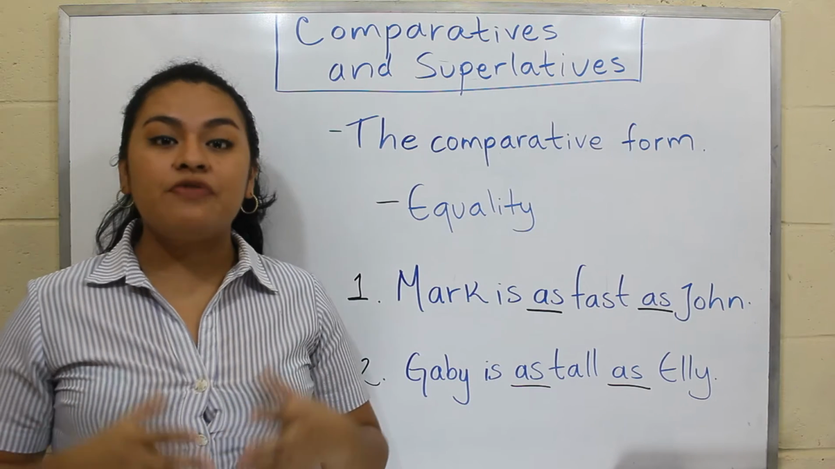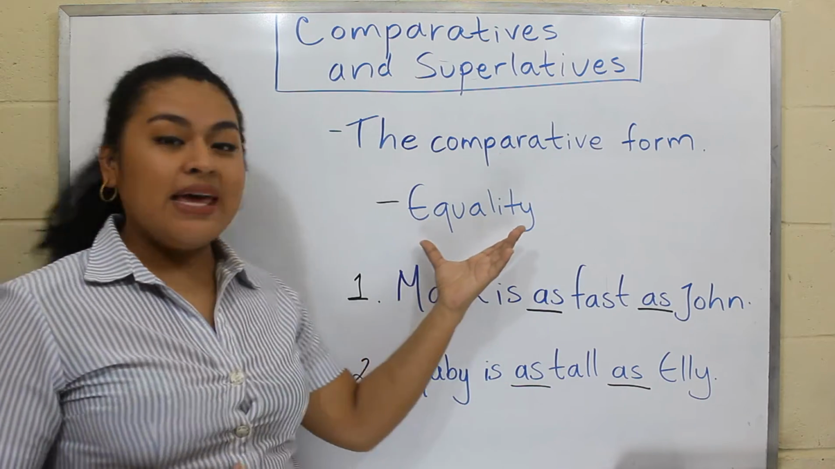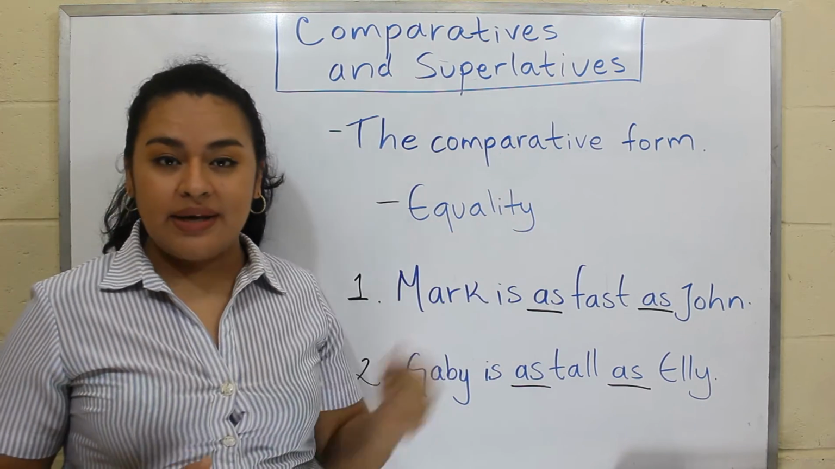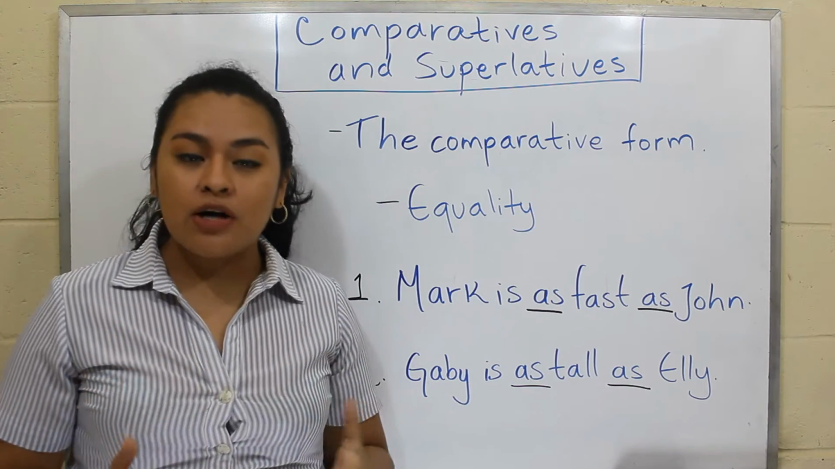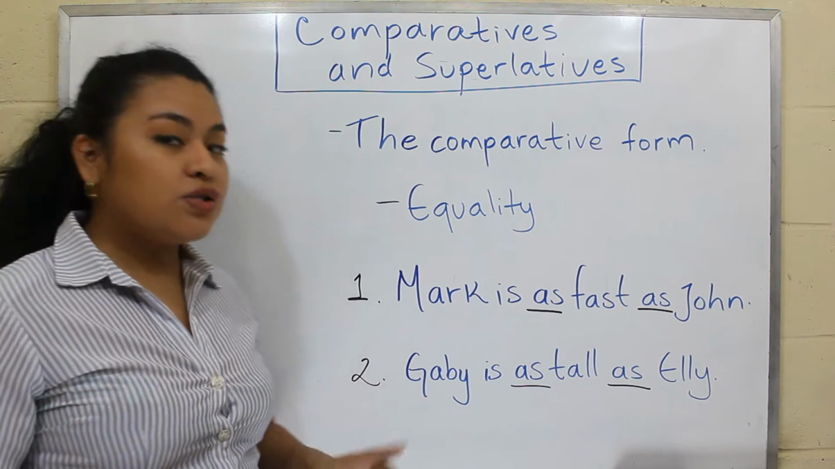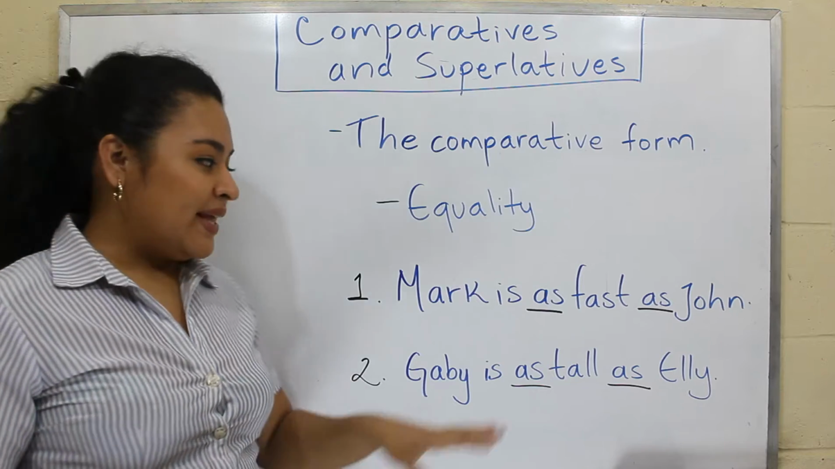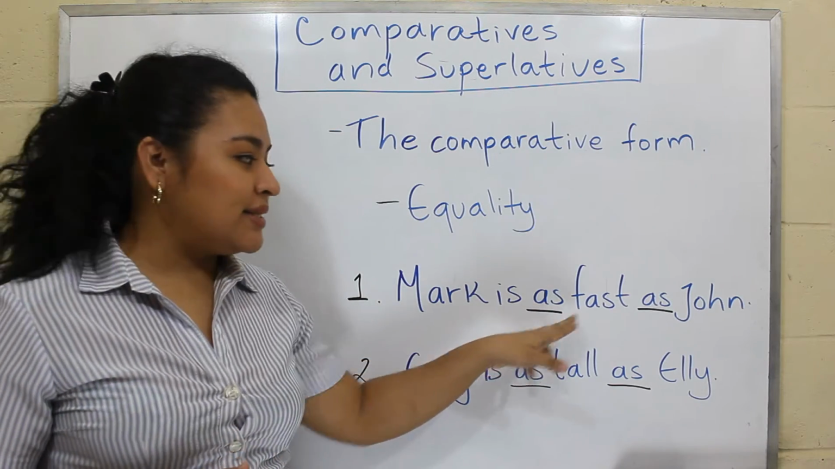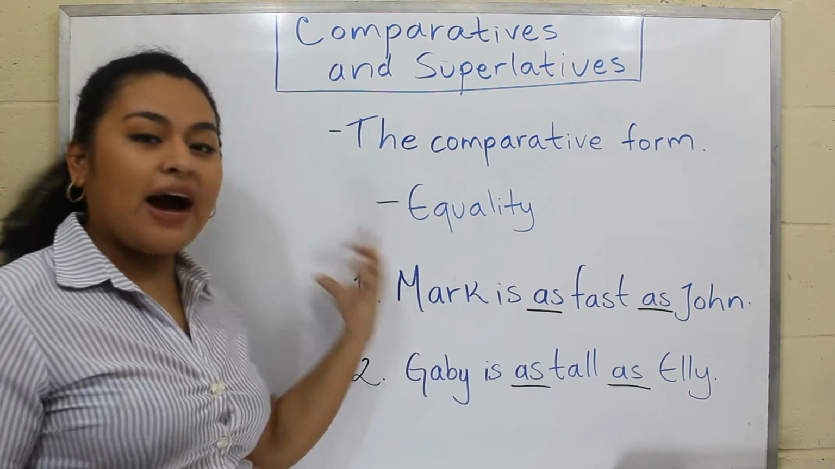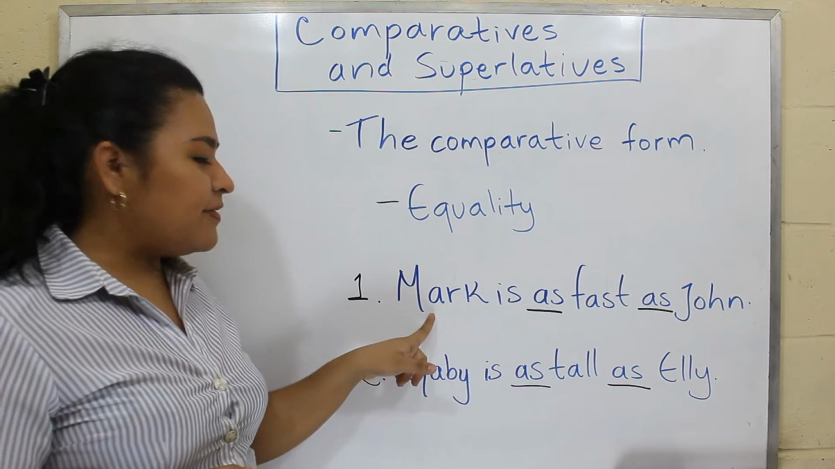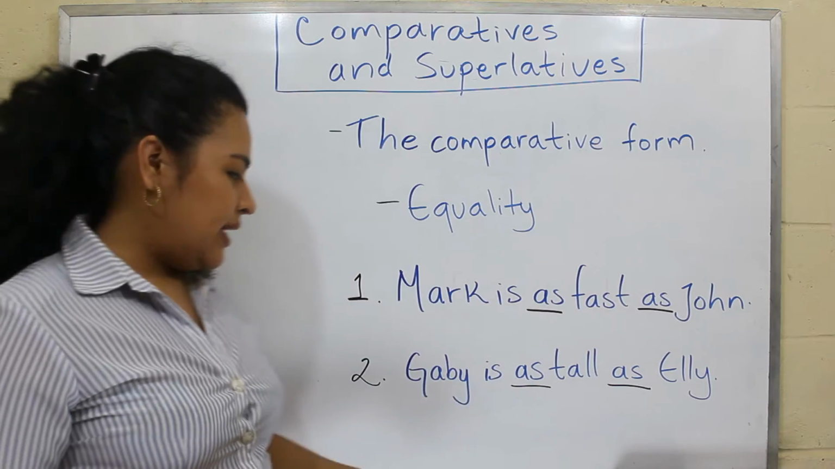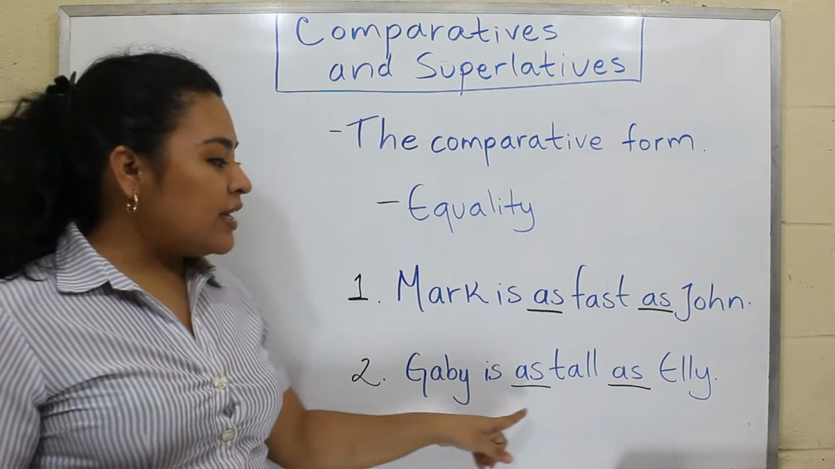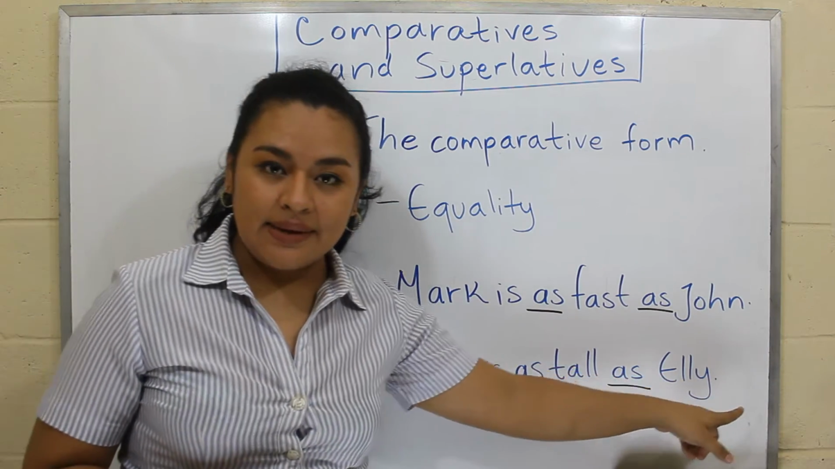And the last form of the comparative form is comparisons of equality. With this type, we use the adjective in the positive form, and also we use a conjunction. This conjunction is as and as. So here we have two examples. The first one says, Mark is as fast as John. And the next one, Gabby is as tall as Ellie.